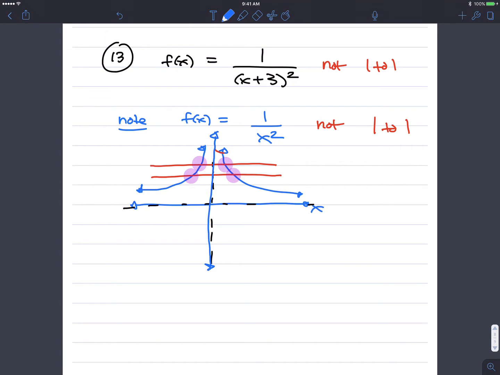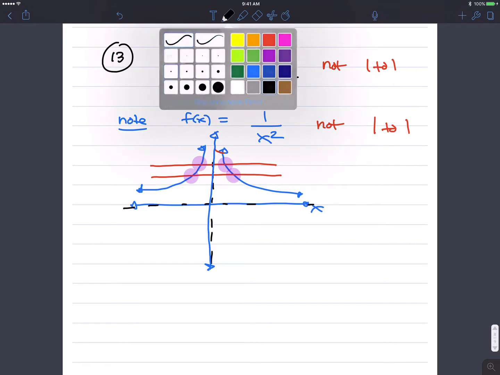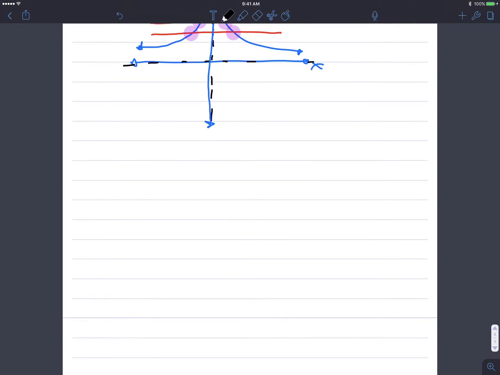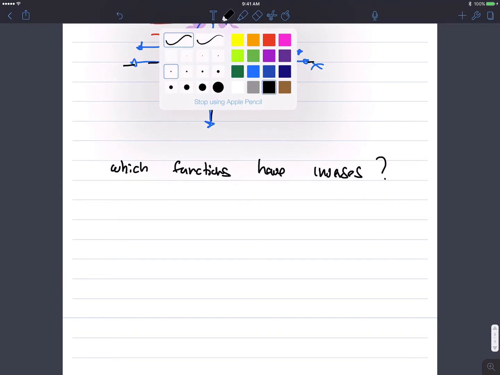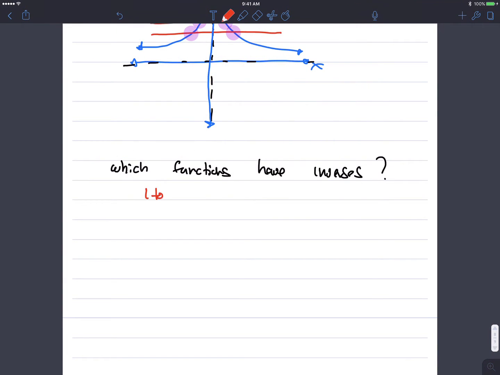But anyway, this is how you answer some of these fundamental 1-to-1 questions. Now let me ask you this: what's the premise? Why do we care? Remember why we care? Which functions have inverses? The answer again is, let's say it again, 1-to-1 functions.